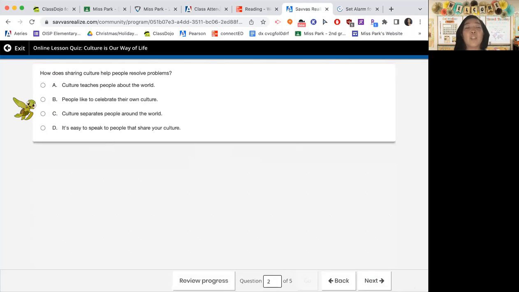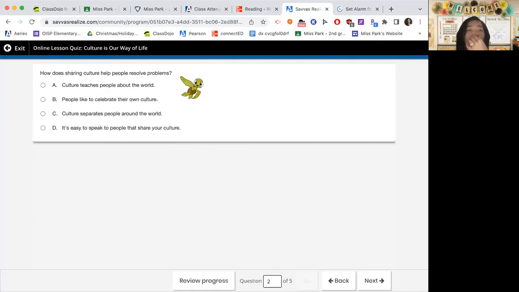Number 2, how does sharing culture help people resolve problems? Culture teaches people about the world. People like to celebrate their own culture. Culture separates people around the world. Separating doesn't sound like something you would do to resolve problems. It's easy to speak to people that share your culture. So B, C, and D are all about your own culture. So we're saying we only want our culture. We're only going to celebrate our own culture. I'm only going to talk to people from my own culture. Is that going to help people resolve problems?